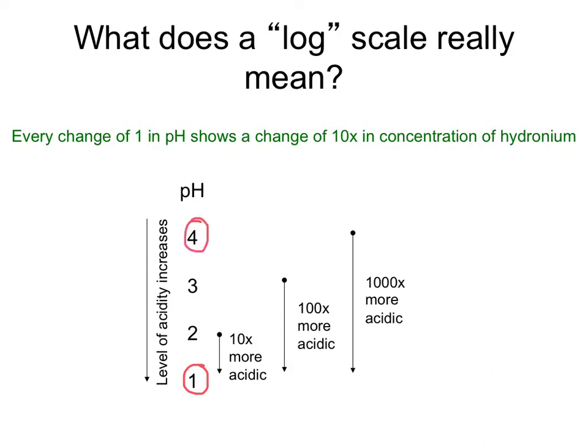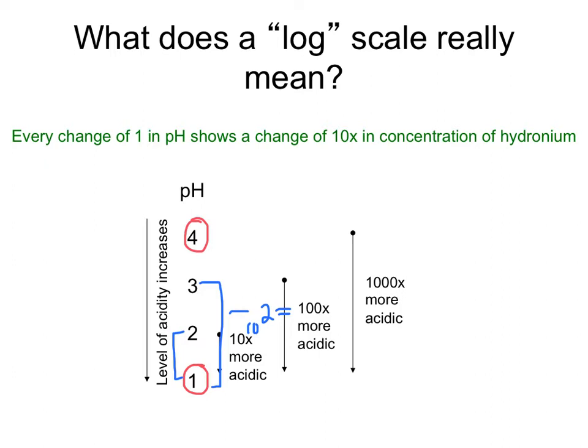If we take a look at the difference between a pH of 1 and a pH of 2, that is a change of 1, so we would say that a pH of 1 is 10 times more acidic. If we take a look at the difference between the pH of 3 and 1, that would be a difference of 2. 10 to the second is 100 times. So a pH of 1 is 100 times more acidic than pH of 3.